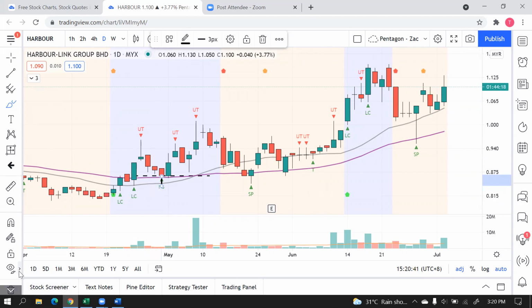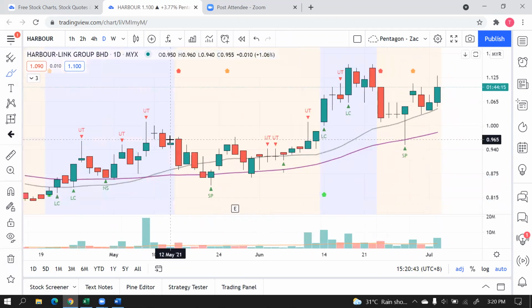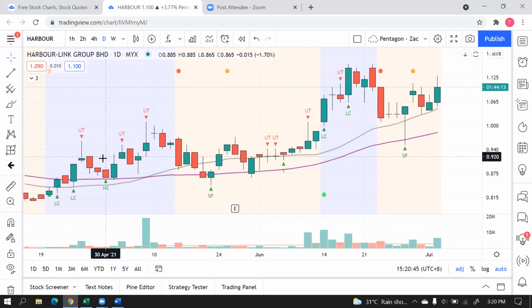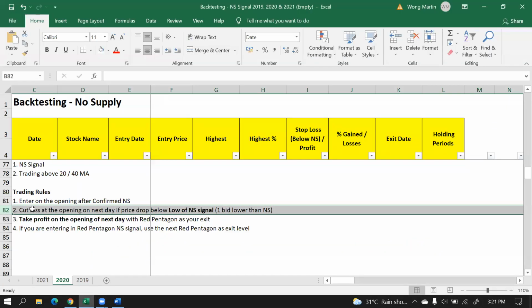So in this case, like Harbor, let me zoom in over here and point my mouse. The low of this NS bar is 865, so one bit lower, 860, is my cut loss point. Again, we only cut at the closing, which means we assume everything is on the daily chart right now. We focus on the daily chart, not the hourly chart.